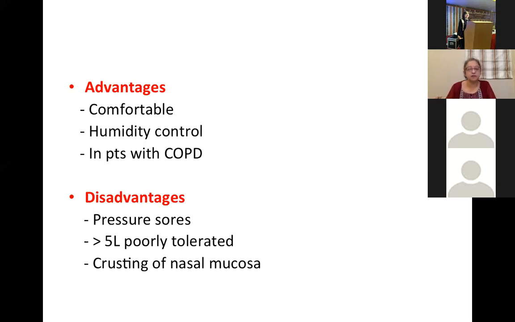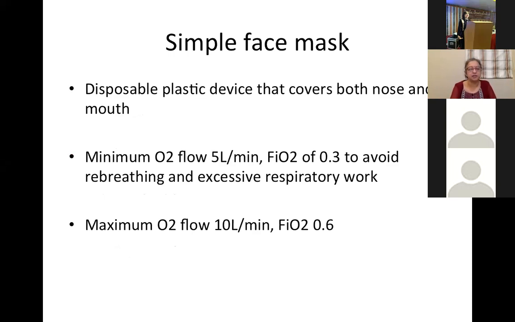The disadvantages, however, of prolonged nasal cannula usage is there can be pressure sores. More than 5 liters is quite poorly tolerated and leads to crusting of nasal mucosa. Coming to simple face mask, these are disposable plastic devices which cover both nose and the mouth, and the minimum oxygen flow required through a face mask to give you an FiO2 of 0.3 is 5 liters per minute, and that avoids rebreathing and excessive respiratory work. So somebody needing 2 liters per minute, but you give them a face mask, is not going to work at all. Instead, it is going to increase their respiratory work further.